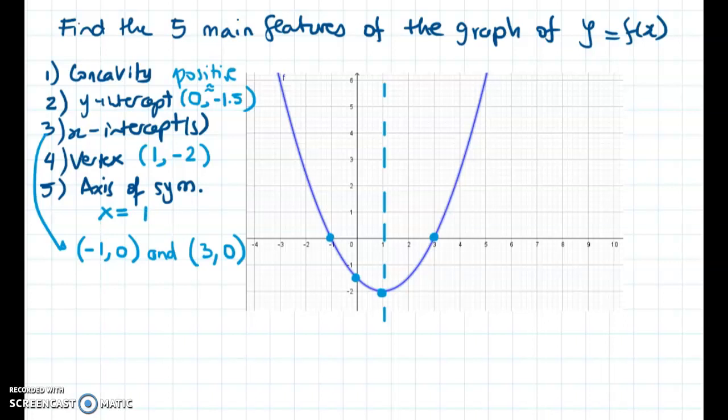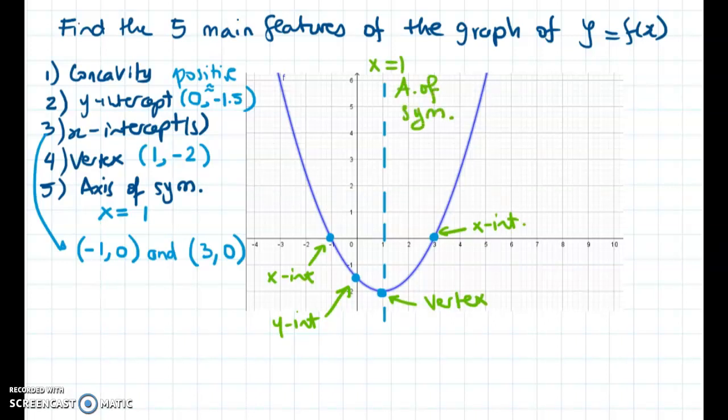I'm going to add this information to the graph, at least the features 2 to 5. I'm going to show here that this is one x-intercept and the other one is here. I'm also going to show where the y-intercept is. This is the vertex. And here x equals 1 is the axis of symmetry. So I found the 5 main features of the graph and I added them also with small labels to the graph. And that's one of the exercises that you're going to have to do now.